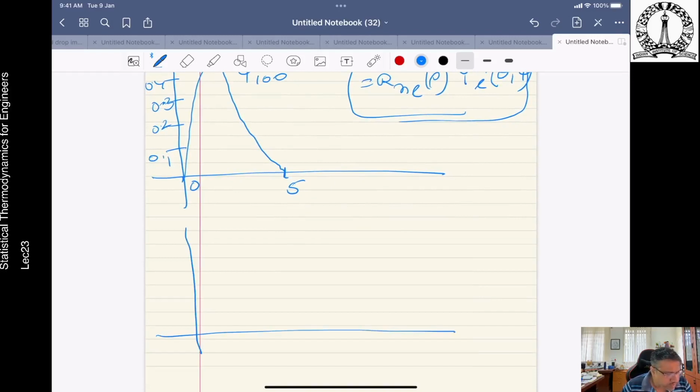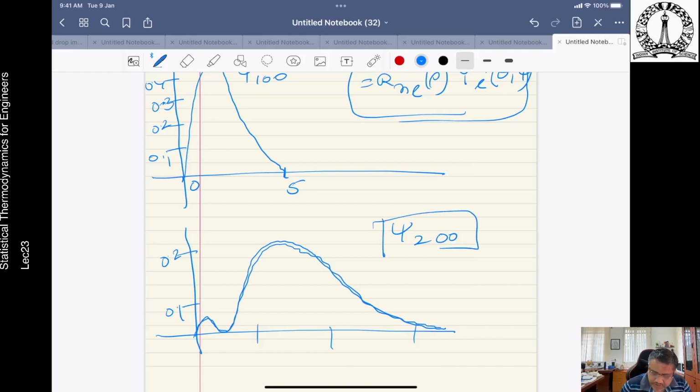Now similarly, we can draw a second one, just to give a pictorial feel of the whole thing. Say 0.1, 0.2. So this is chi 200. This has got a smaller peak, and then it trembles a little bit, like this. It peaks and goes like this. So this is chi 200.